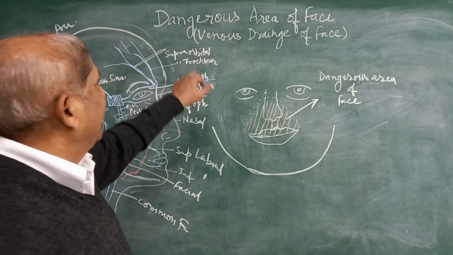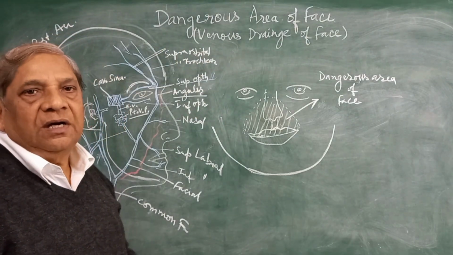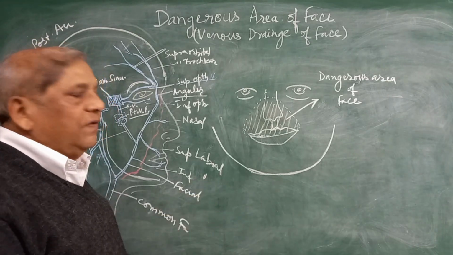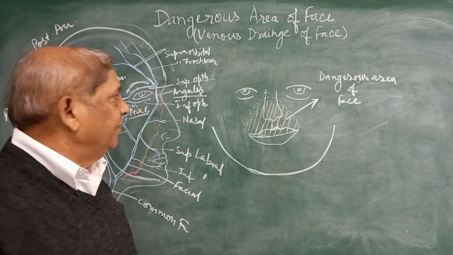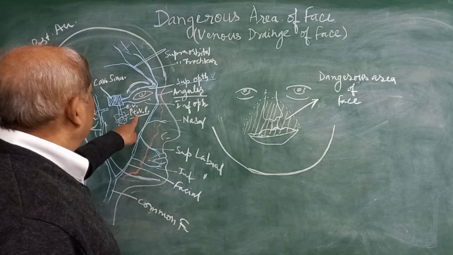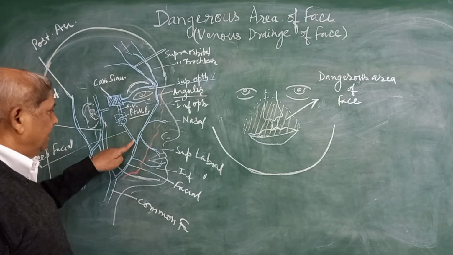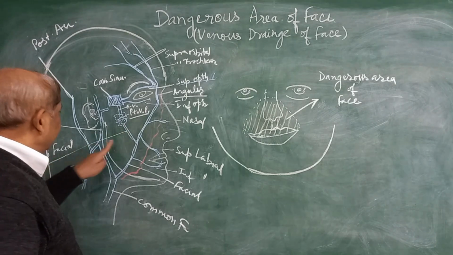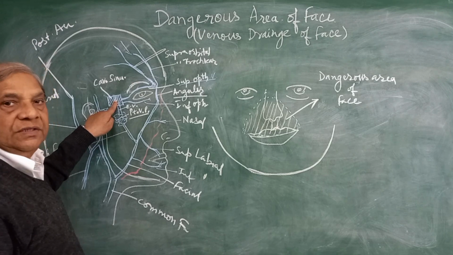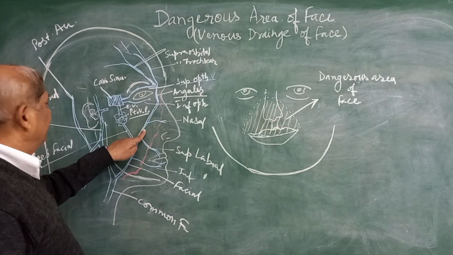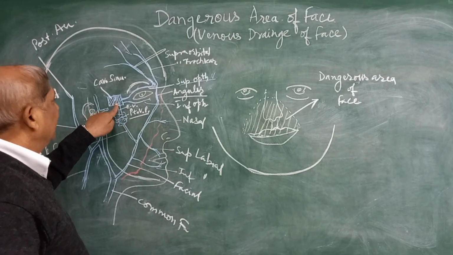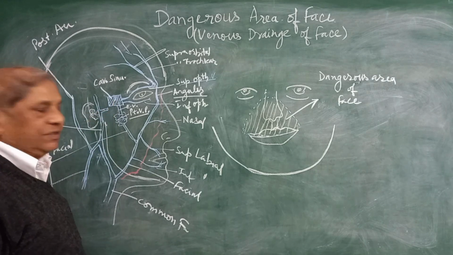Let us come to the applied importance, the dangerous area of the face, or it is called the danger area of the face. Why is this called the danger area of the face? Those veins which are draining to the pterygoid venous plexus, okay, pterygoid venous plexus through the deep facial vein, okay, they are in communication with the cavernous sinus. It means the facial vein, through the deep facial vein and pterygoid venous plexus, emissary vein, is in communication with the cavernous sinus.